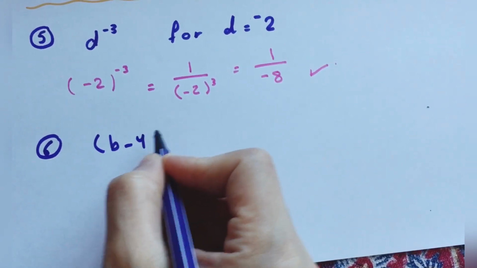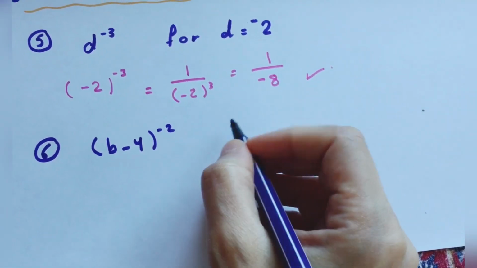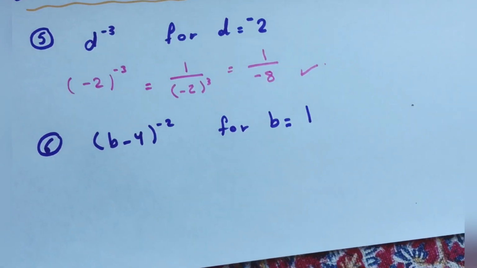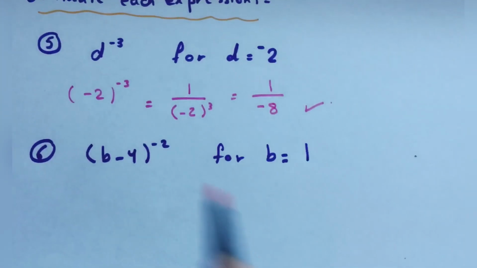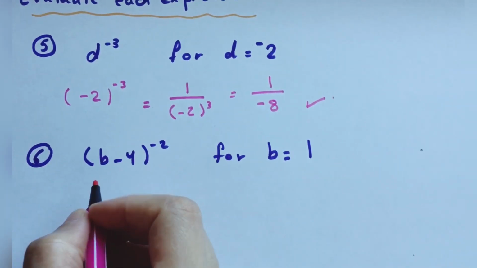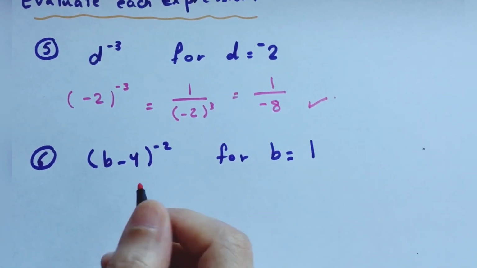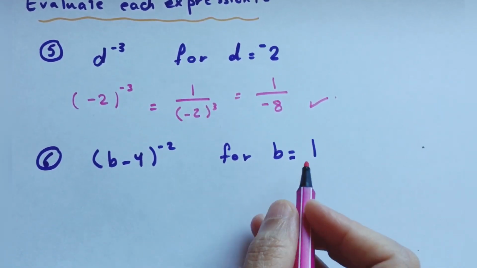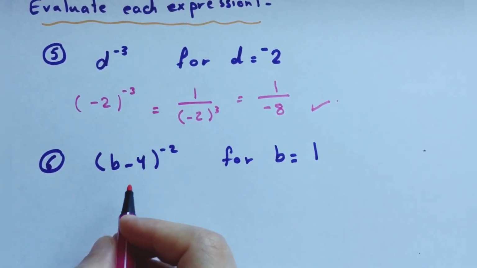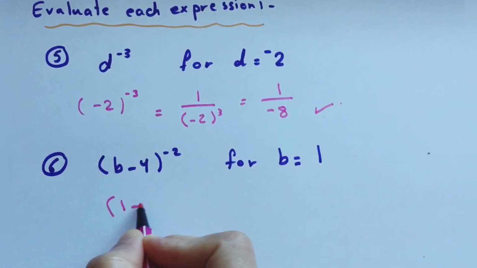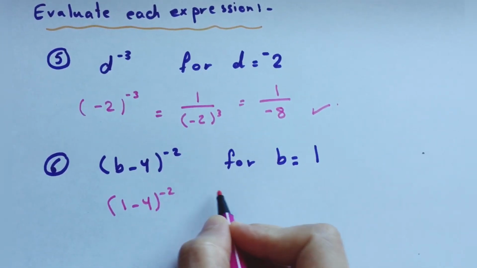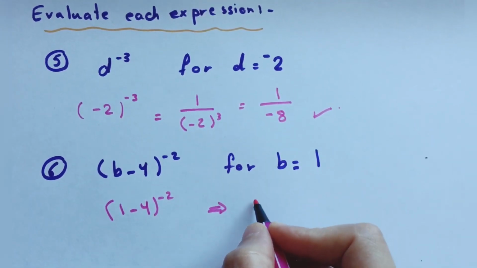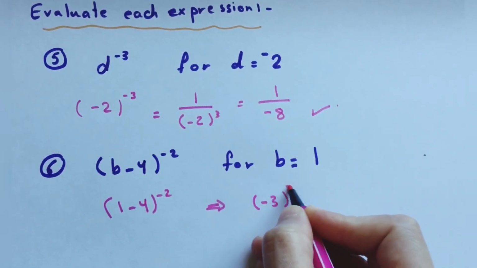B minus 4 to the power of negative 2 for B equals 1. Okay, here we have B minus 4 to the power of negative 2. I'm going to put 1 instead of B, so it will be 1 minus 4 to the power of negative 2. Okay, 1 minus 4, it will be negative 3 to the power of negative 2.